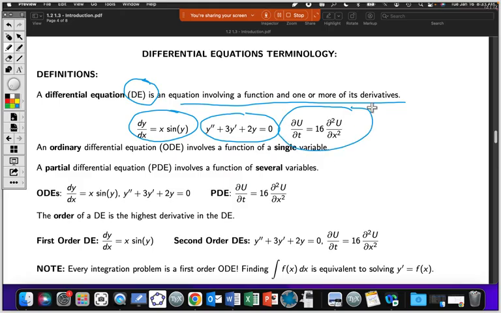You've got functions. In the first two, the functions are y. Here it's very clear. Y is the dependent variable, x is the independent variable. So we got a y equals f of x kind of a situation here. Here it's unclear what the independent variable is, but y is definitely the dependent variable. The independent variable could be x, could be t, could be anything other than y.